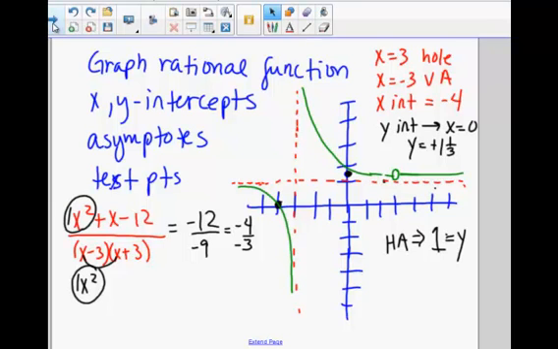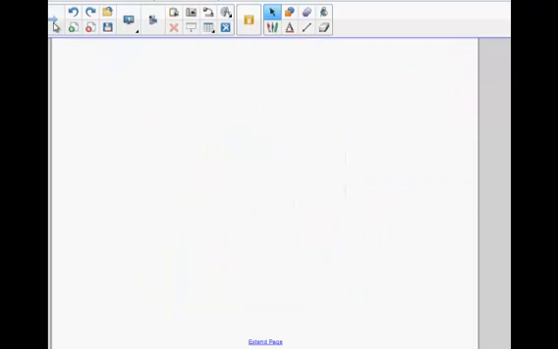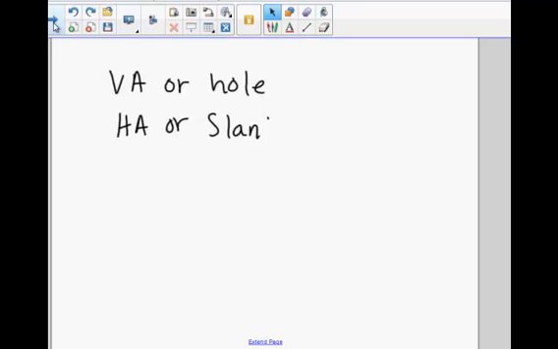So you kind of have to keep in mind what you're looking for. The key part is remembering rational equations have asymptotes, horizontal and vertical, or slant. Sometimes they don't have a horizontal, they have a slant. They have vertical asymptotes, or they could have a hole. So you have choices of what you find. You can have a vertical asymptote or a hole. You can have a horizontal asymptote or a slant asymptote. Okay, I guess I could have put SA.